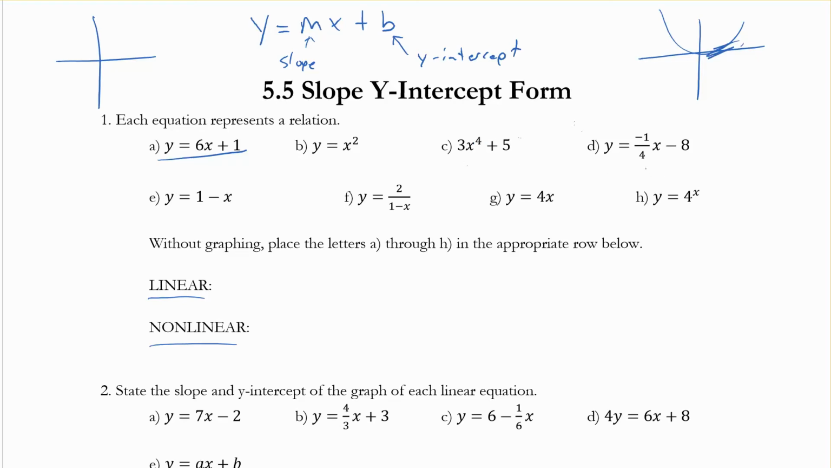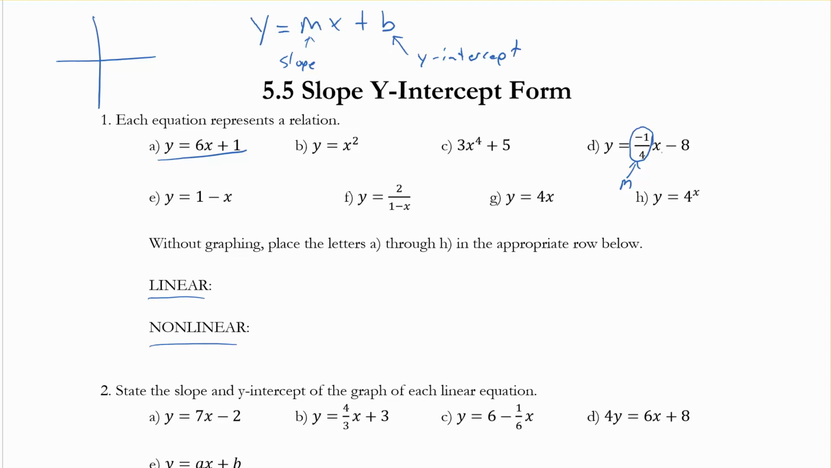This one, you might say, well, there's all this negative 1 over 4 stuff, so how do I know if that is linear? This is just a slope, right? This is m. So this is in that same form. It doesn't matter if this number out front is a fraction. It can be a fraction. That is going to be a linear graph.